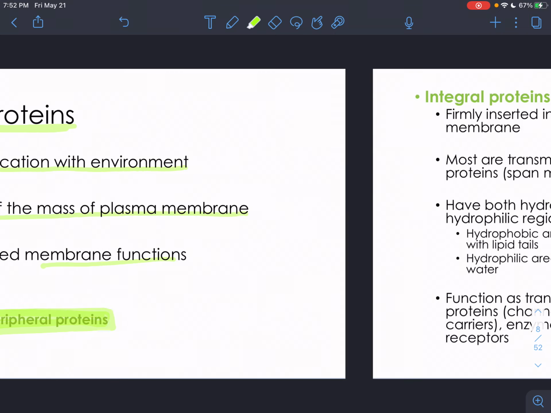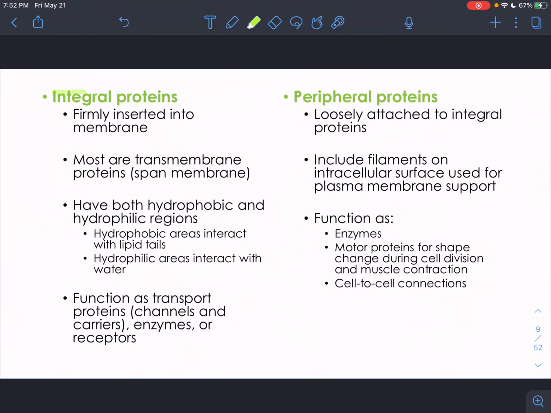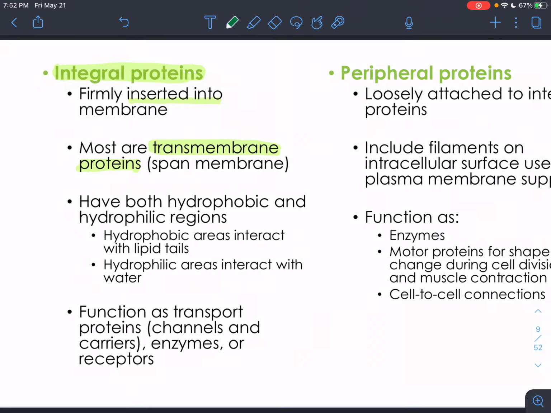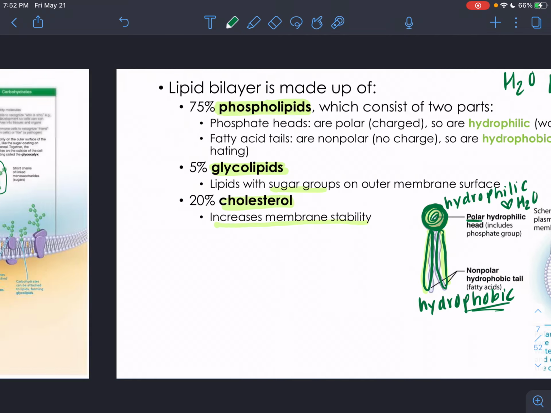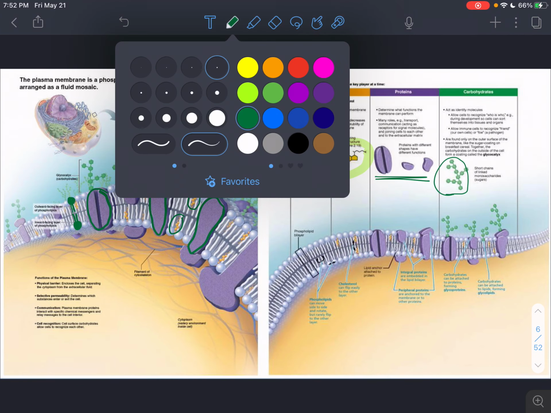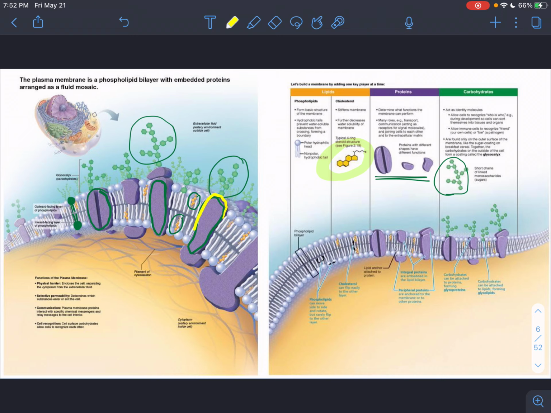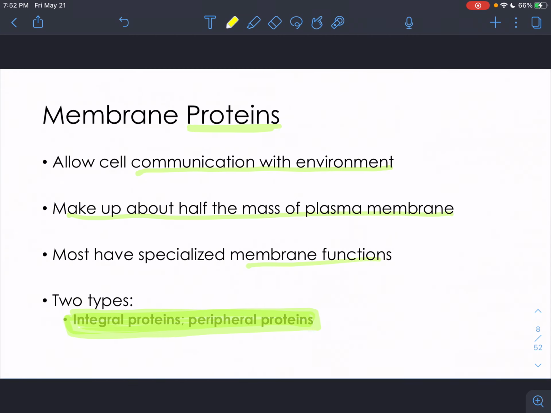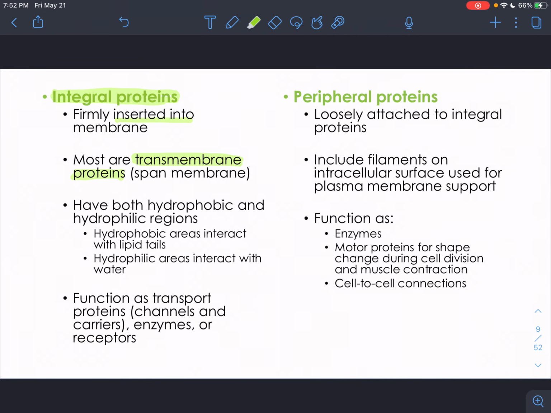Integral and peripheral. So integral proteins are going to be proteins that are firmly inserted into the membrane. Okay, we often refer to them as transmembrane proteins, which means they span the length of the membrane. So I'm not going to draw, I'm just going to go back and show you these guys. So an example of a transmembrane protein, these long boys that go the whole length of the membrane would be considered transmembrane proteins or integral proteins.